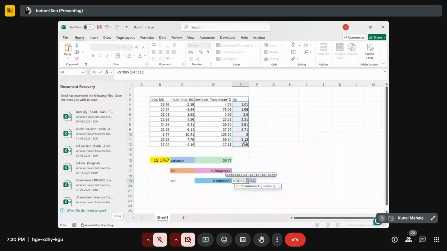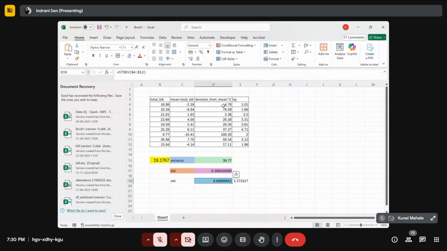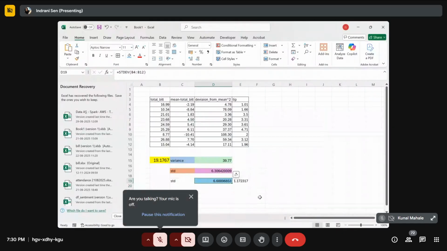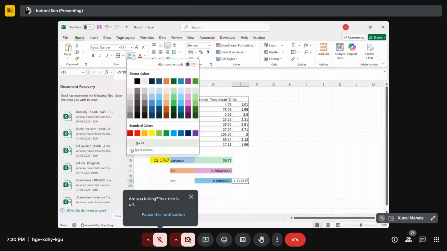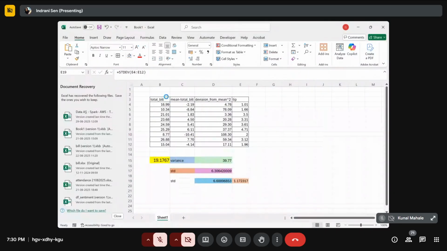I think we have to calculate the standard deviation population. So this is 1.17 only. Now you can understand the variance, that means the variety of data in the total bill is much more than the variety of data in the tip. That's why the variance is much less here. So you can compare two columns on the basis of this.